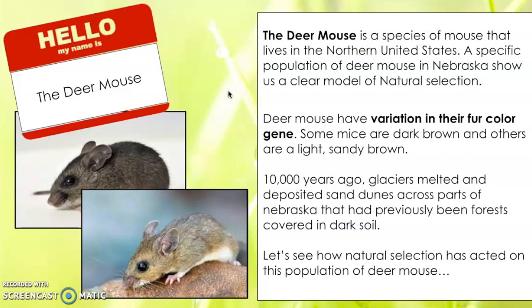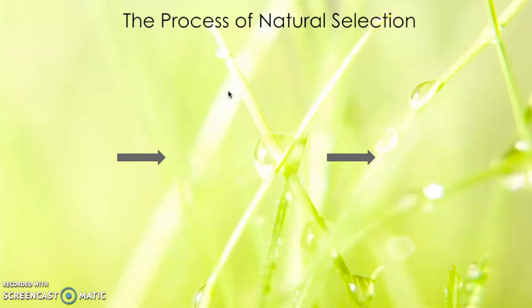Taking this information, let's find out how natural selection has acted on the population of deer mouse over about the last 8 to 10,000 years. Natural selection takes place following this process. First, there needs to be an environmental change.